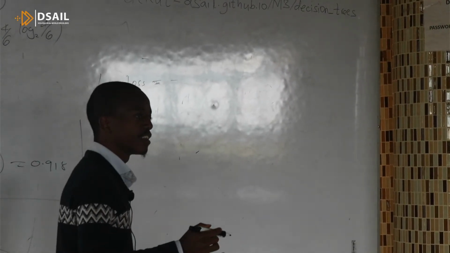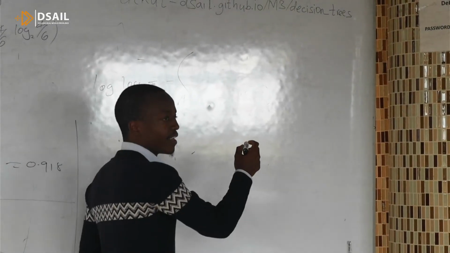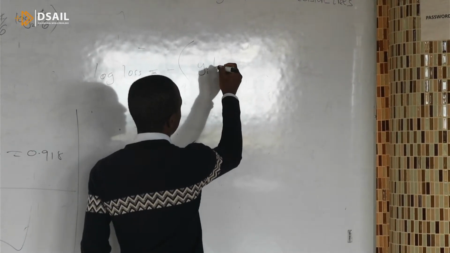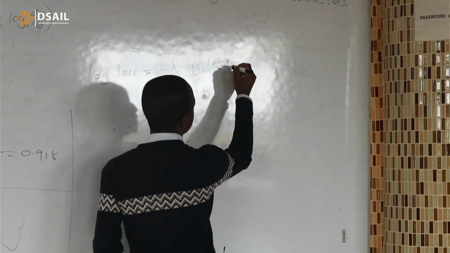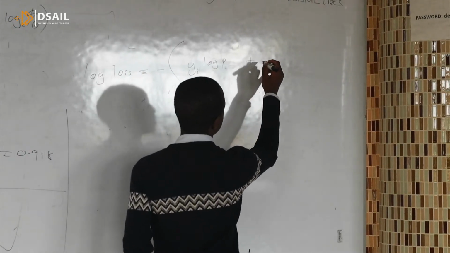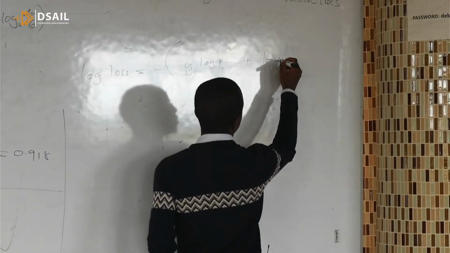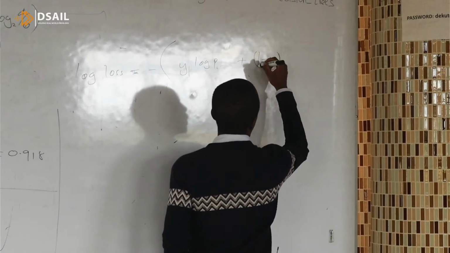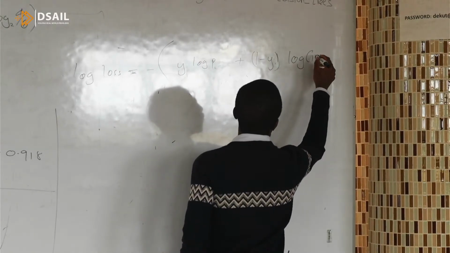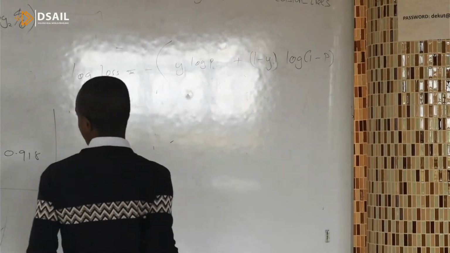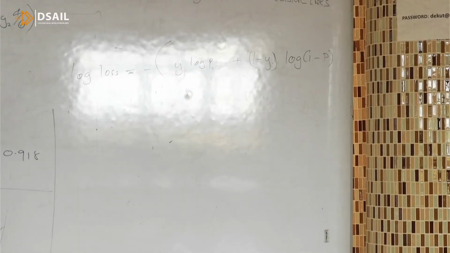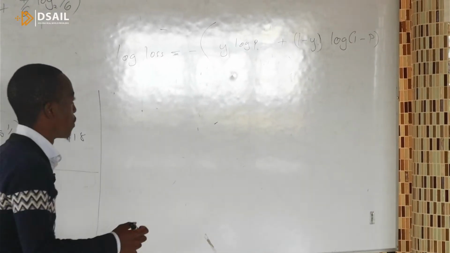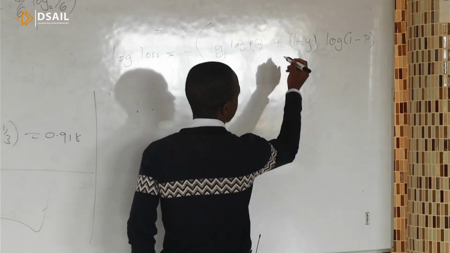Negative what? Y log P plus (1 minus Y) log (1 minus P). What do you see about this thing, from what you studied? Obviously, this is a probability of what?